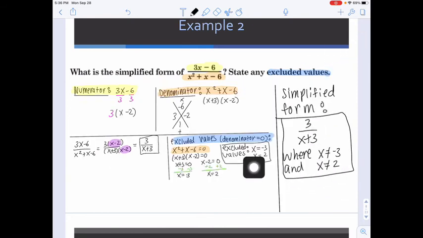Remember that excluded values are values that x cannot equal, so often you will see the answer displayed as the simplified form is 3 over x plus 3, where x does not equal negative 3 and x does not equal 2. Keep in mind, it's very important to use the original denominator. If you use the simplified denominator, you would get the negative 3, but the 2 would be missing. So you do have to consider all the way from the very beginning, so this part up here.